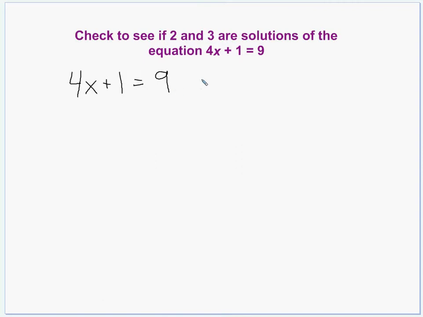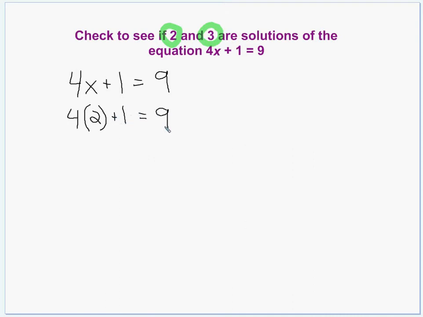Now we have to substitute. Well, it gave us two different numbers. They said there's the 2 and there's the 3. Okay, well let's start with the 2. So I'm going to say 4. Now remember, since they're numbers next to numbers, we're going to put parentheses around that. 2 plus 1 equals 9.